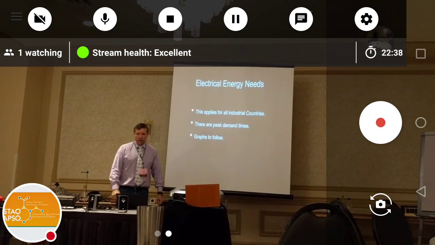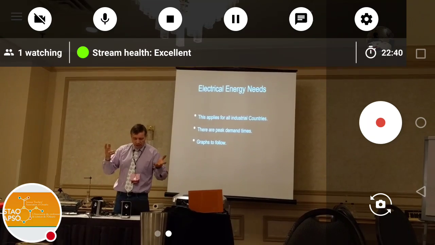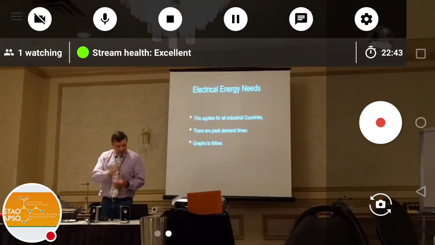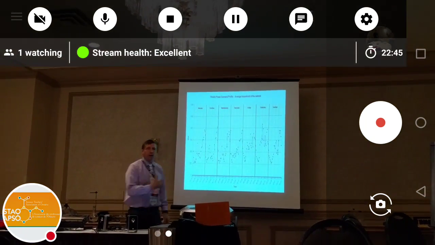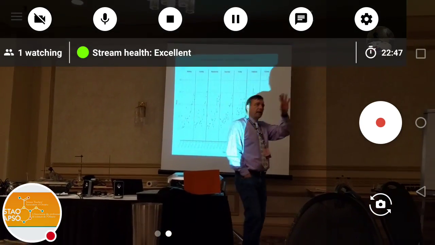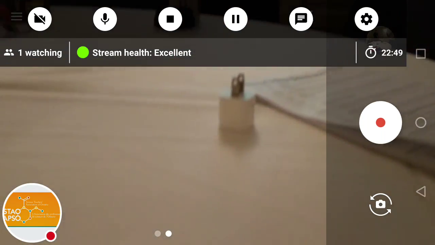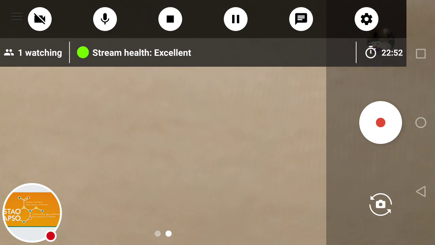Okay, so electrical energy need. This applies to all industrial countries. There are peak demand periods, and here we have the graph. So here is a weekly graph. You can find these for any industrial country, and this is what you have. Notice the cycles.